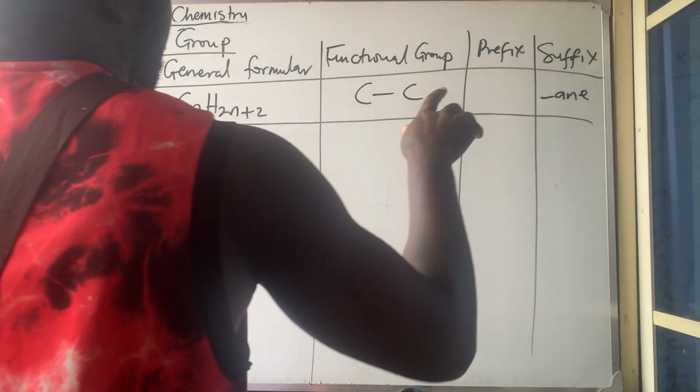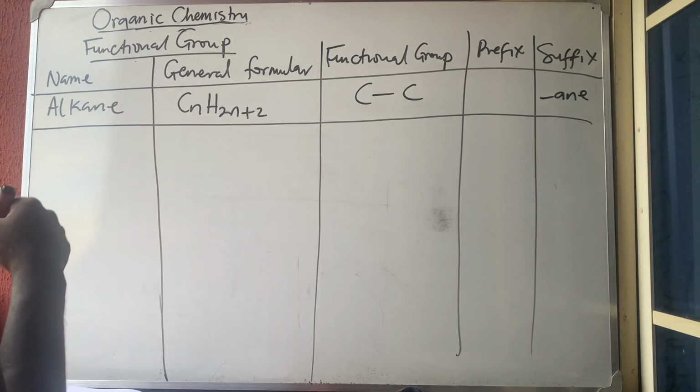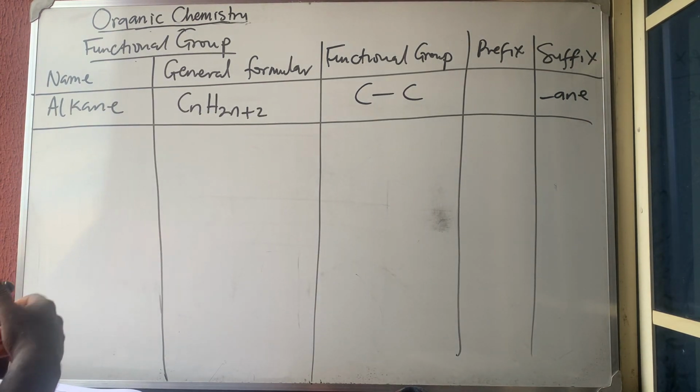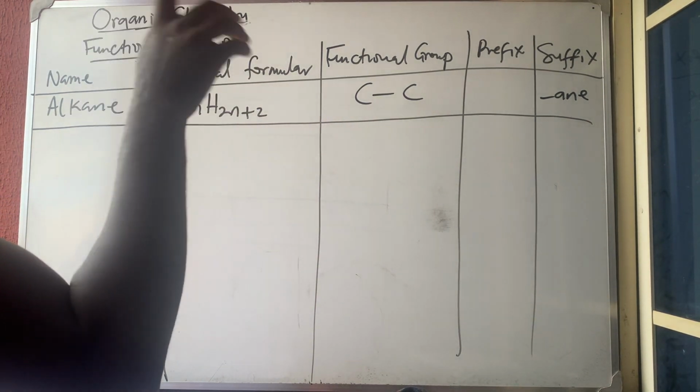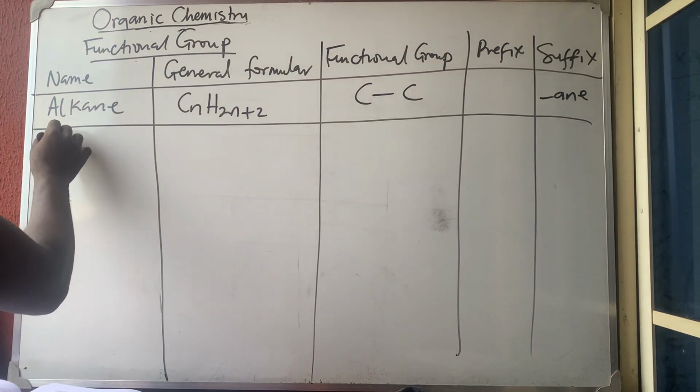So they end with "ane", and that is what is called the suffix. They cannot be used as a prefix; they are always used as a suffix. So the next one we'll look at is the Alkene group.